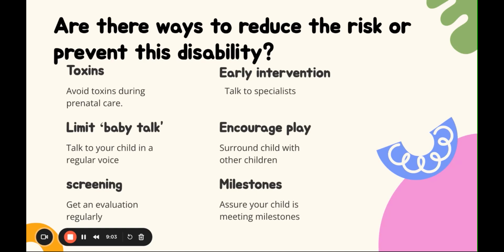Milestones. Assure your child is meeting milestones. They do have charts you can just keep on your refrigerator, and as they get older, you can take a peek at them. And if you notice that any are not progressing as they should, you can always talk to your doctor.